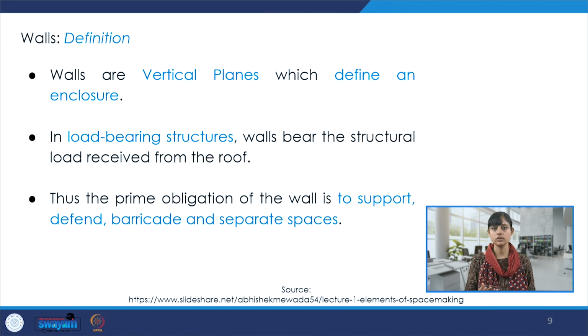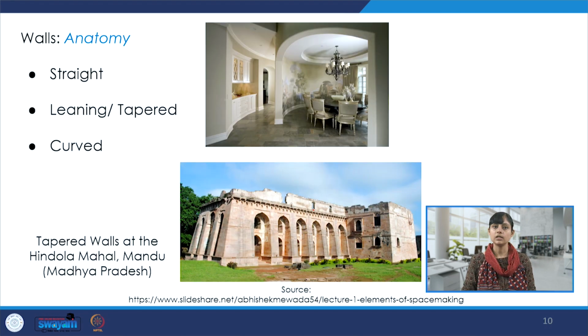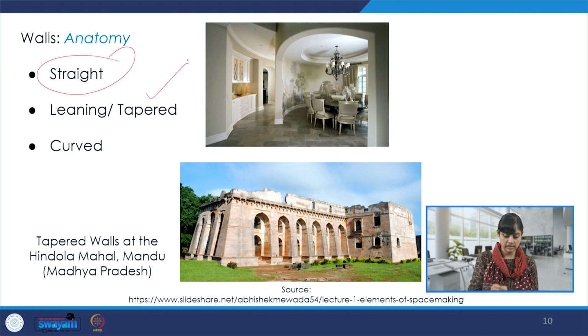Let's start with walls. Now walls are very understandable. Most of us who are at least from the architecture and design field and otherwise also understand that these are vertical planes and they define an enclosure. And walls are load bearing structures primarily, and they support, defend, barricade, also separate spaces. Now if I talk about the anatomy of walls, they could be straight, leaning or tapered, such as this that we see here in this example. They could also be curved.